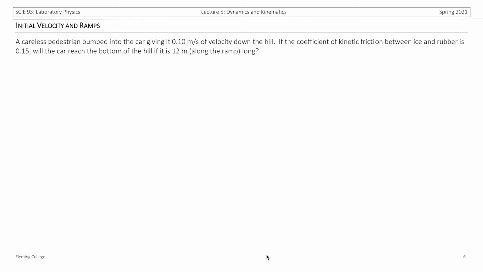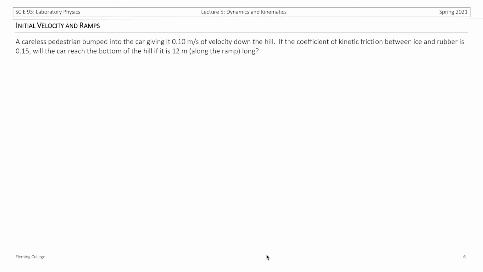In that same scenario, what if a careless pedestrian bumped into the car, giving it a velocity of 0.10 meters per second down the hill? The coefficient of kinetic friction between ice and rubber is actually the same as the coefficient of static friction. Here we're asking you, will the car reach the bottom of the hill if it's 12 meters along the ramp?